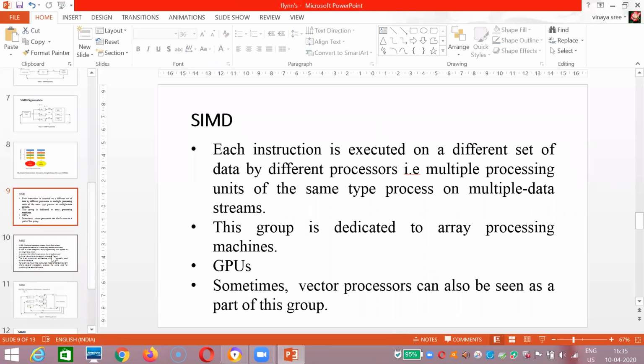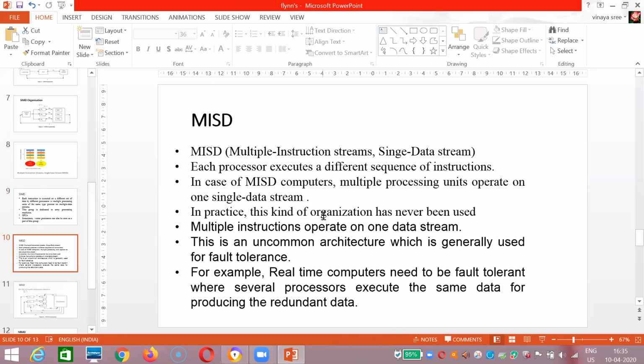Let me go to multiple instructions and single data. Here, with multiple instructions and a single data, each processor executes a different sequence of instructions. You will have multiple instructions, but the data provided is the same. Each processor executes a different sequence of instructions, so multiple processing units operate on a single data. In practice, this kind of organization has never been used.